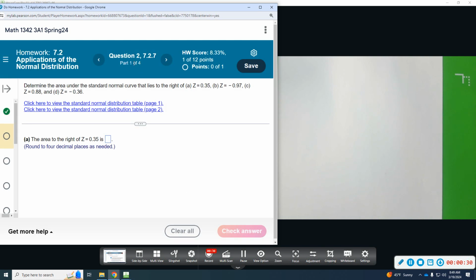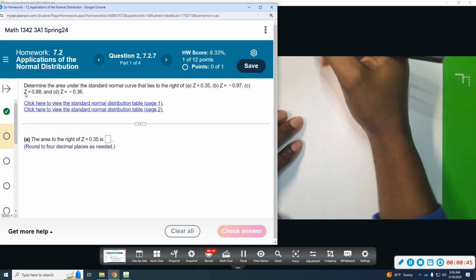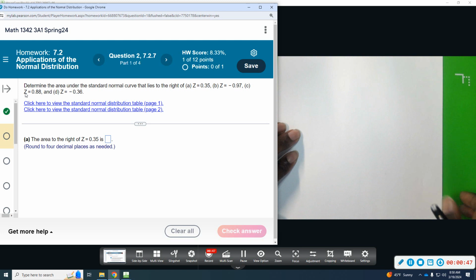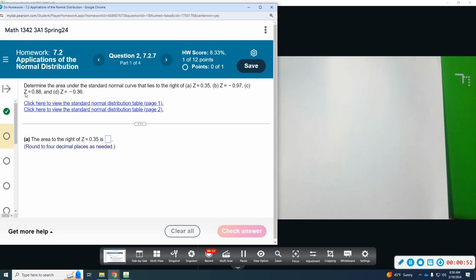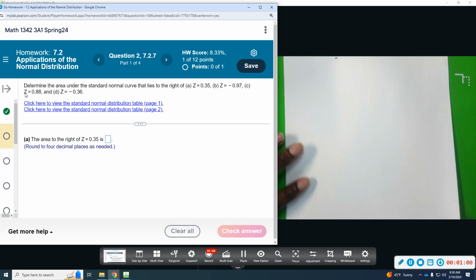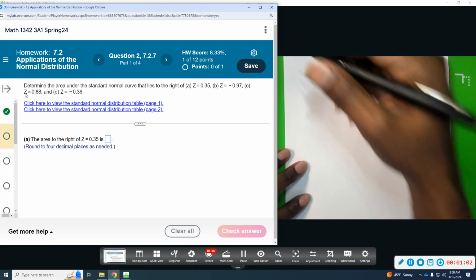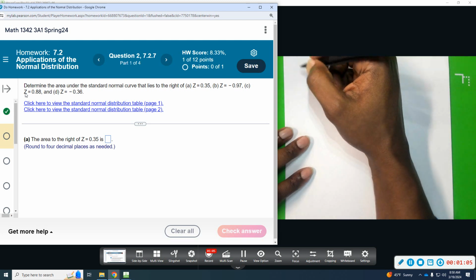Question number two, we have 4 parts. We want to determine the area under the curve to the right of these values. I'm going to draw all of them out, and I'm going to use this table to find the area to the right. And then I'm also going to show you how to do this with technology, with StatCrunch. You may notice a little difference, but the system is designed to take both inputs. So I'll show you the difference as well.